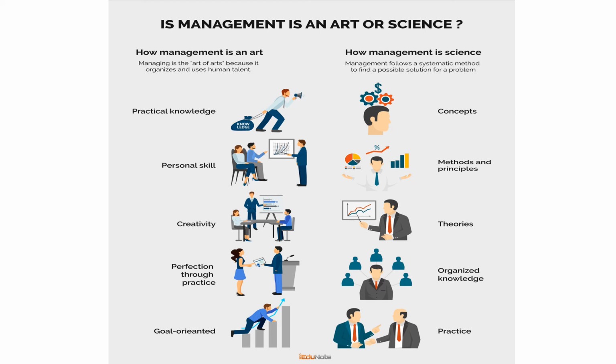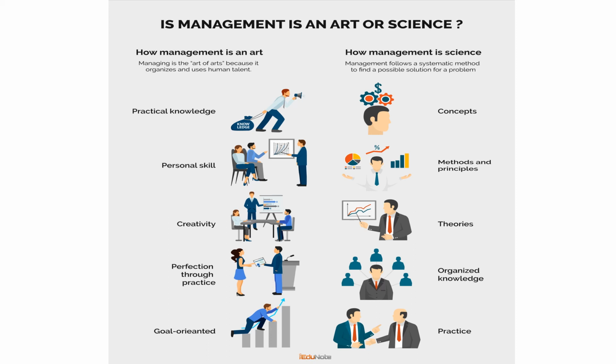Third, creativity. He thinks outside the box and creates extraordinary things. So management is creative like any other art. It is finding new ways to be different from others. Next, perfection through practice. So it needs more practice to make it perfect. The last is goal-oriented. Art is result-oriented, and management work is also goal-oriented or result-oriented. So that's the reason why it is called an art.